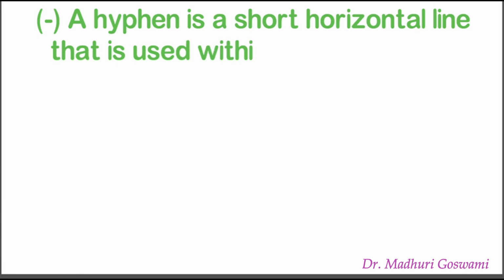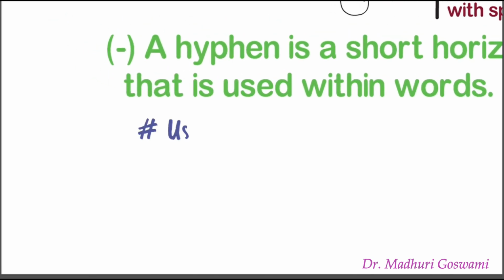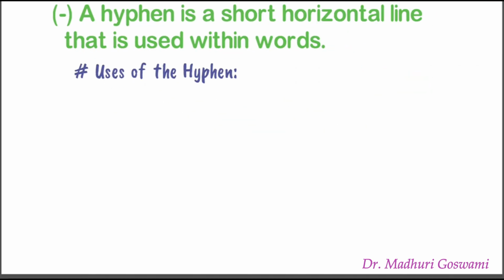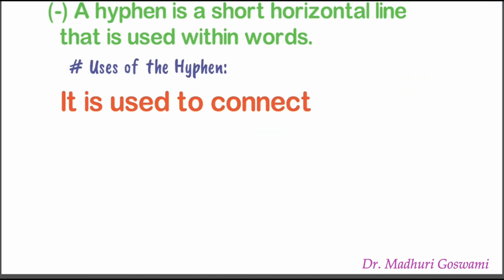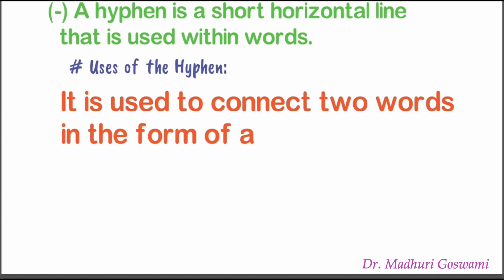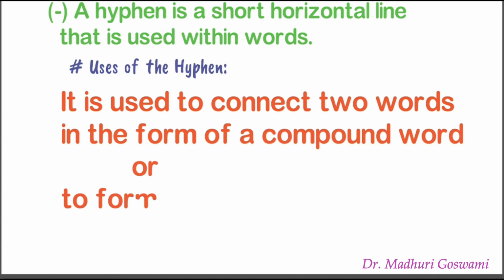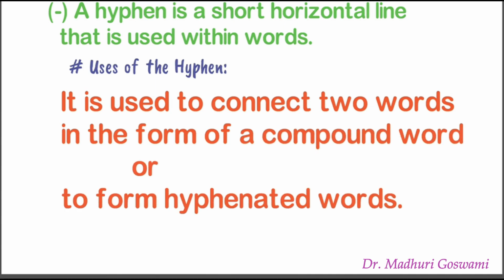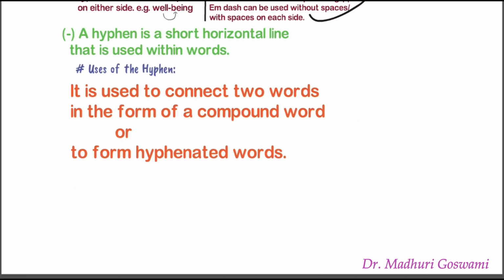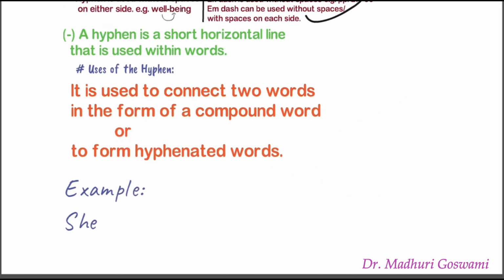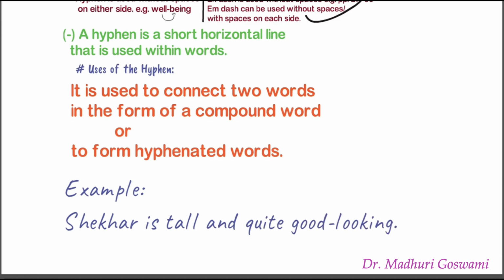That means it is used in compound words to link words to prefixes and also sometimes as a way to show word breaks. So the most common use of a hyphen is to connect two words in the form of a compound word or to form hyphenated words. Let's understand it through an example. Shekhar is tall and quite good-looking. Here in this sentence, the word good-looking is a compound word and it contains the symbol of hyphen.